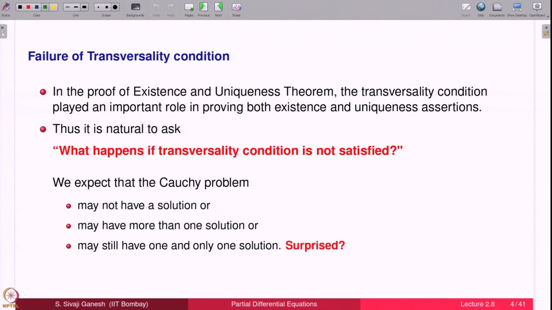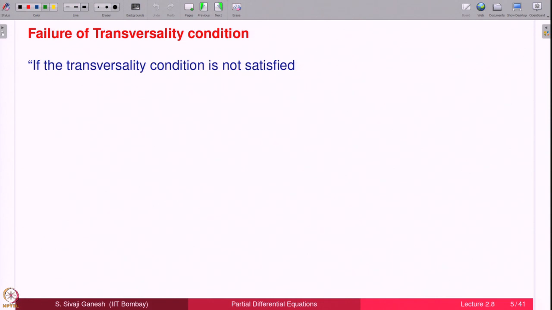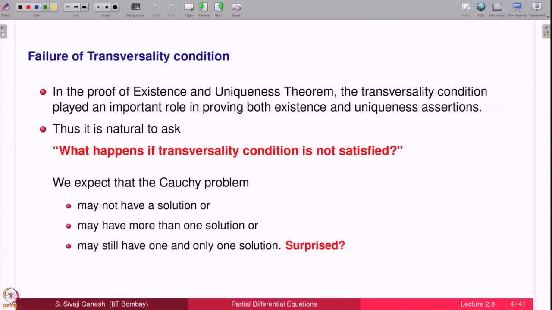Are you surprised? No need to be surprised, because the theorem, if you remember, the assumption of transversality condition was only a sufficient condition. Under that condition, we have proved existence and uniqueness. So, if the sufficient condition is not satisfied, still we may have existence of a unique solution.